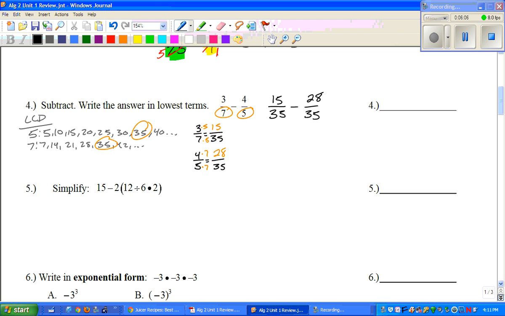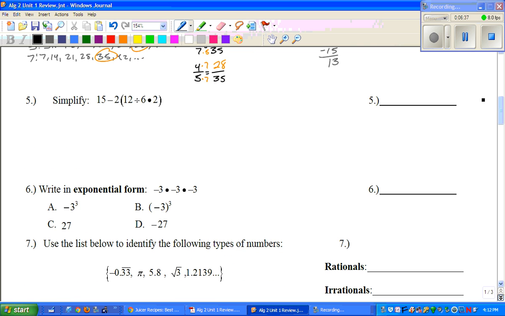Okay? So 15 over 35 minus 28 over 35. So now all we've got to do is subtract. Okay? 15 minus 28, you will be getting a negative number. And if you need to, off to the side, do 28 minus 15 to make sure you subtract them right. That's 13, and then the 35, the denominator, stays the same. Okay?